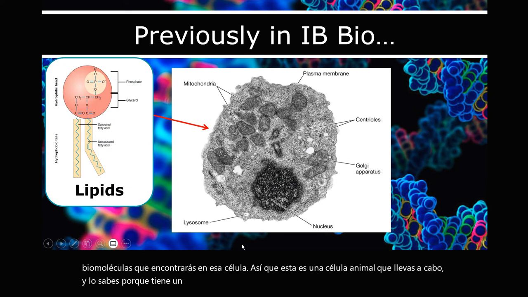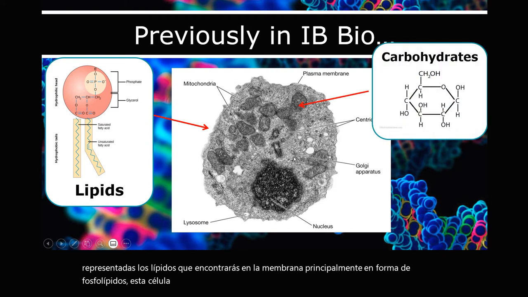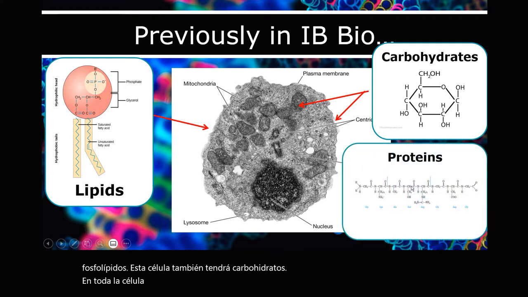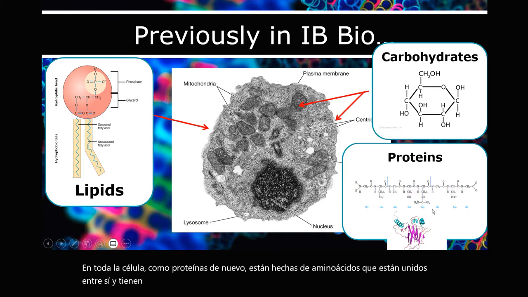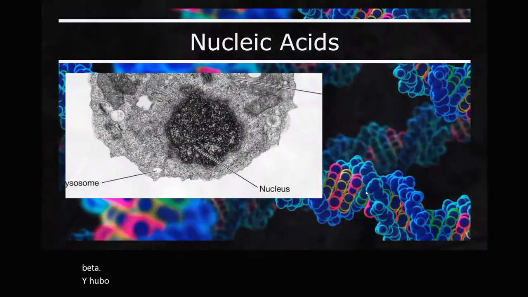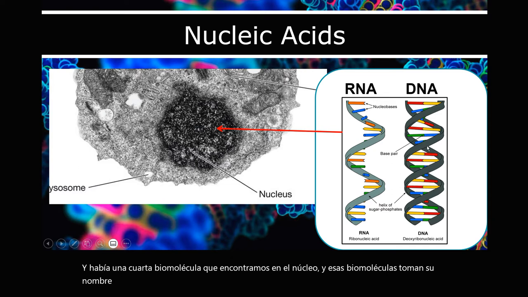and we have all the biomolecules represented, like the lipids, which you will find in the membrane, primarily in the form of the phospholipids. This cell will also have carbohydrates throughout the cell, as well as proteins. Again, those are made of amino acids that are strung together, and they have those secondary structures of alpha helices and beta sheets. And there was a fourth biomolecule that we find in the nucleus, and those biomolecules take their name from the nucleus because that's where they're found: the nucleic acids.